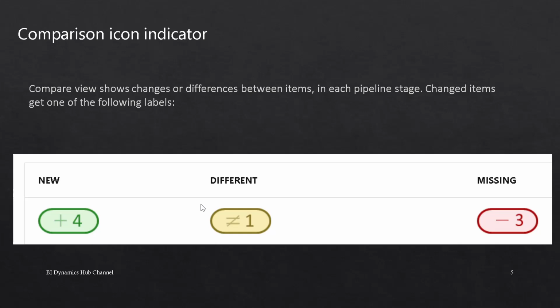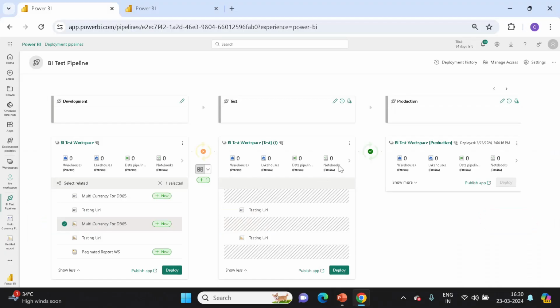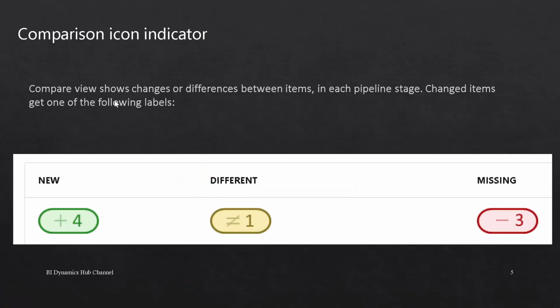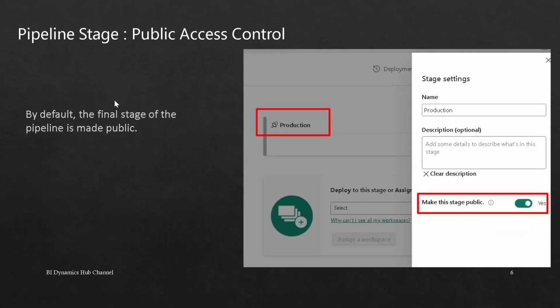That means the source and the target reports, or the semantic model, or the item is not matching. Okay, so there is some difference between the source and target. The last item is a missing item, which will show in the target. That means the item is present in the target, not in the source. For example, the item is present in the test but not present in the development workspace. So these are the three icons that basically indicate the status of each individual item in the workspace.